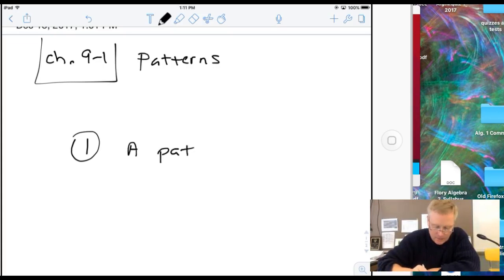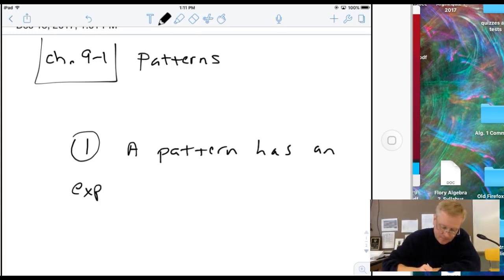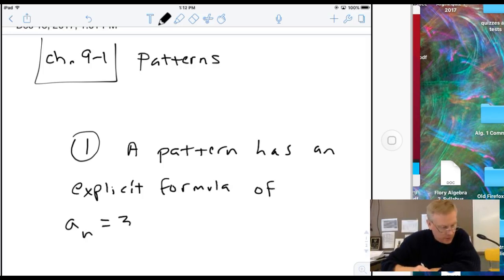A pattern has an explicit formula of a of n equals 3n minus 2. What are the first 10 terms of the sequence?